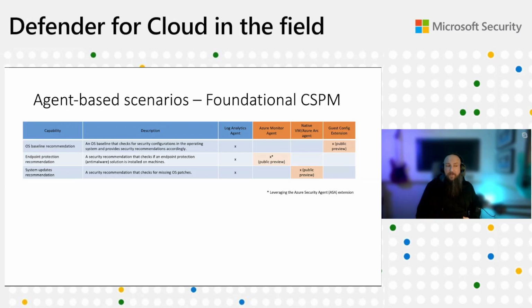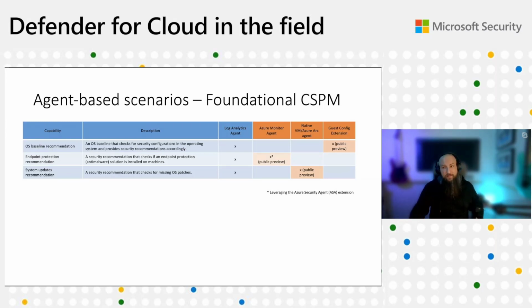For the system updates recommendation, we just released a public preview that will rely on the Azure Update Management Center, and that leverages the native VM or the Azure Arc agent capabilities. So there is no dependency on the monitoring agent itself. And the OS baseline recommendation, for this one, we are leveraging the guest config extension. That is something that is coming from Azure Policy. It is included in Azure Arc already, and it is an additional extension for virtual machines.